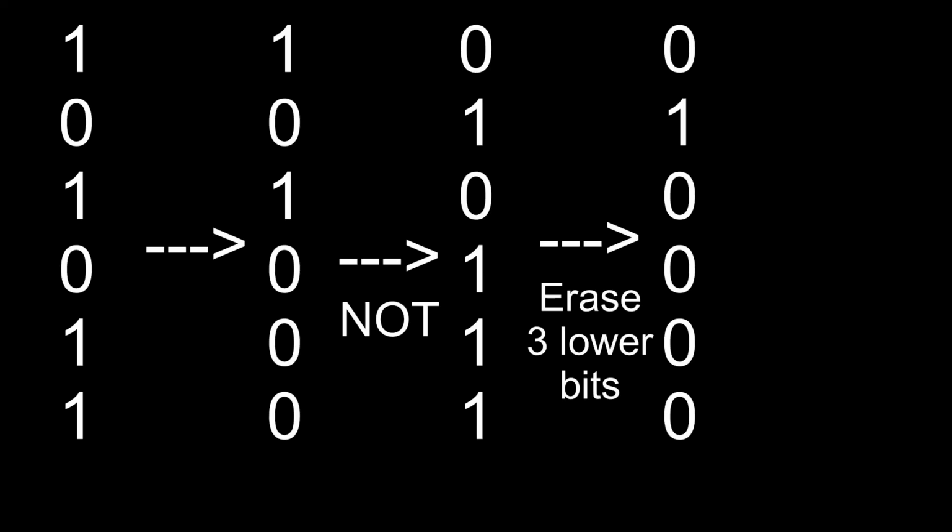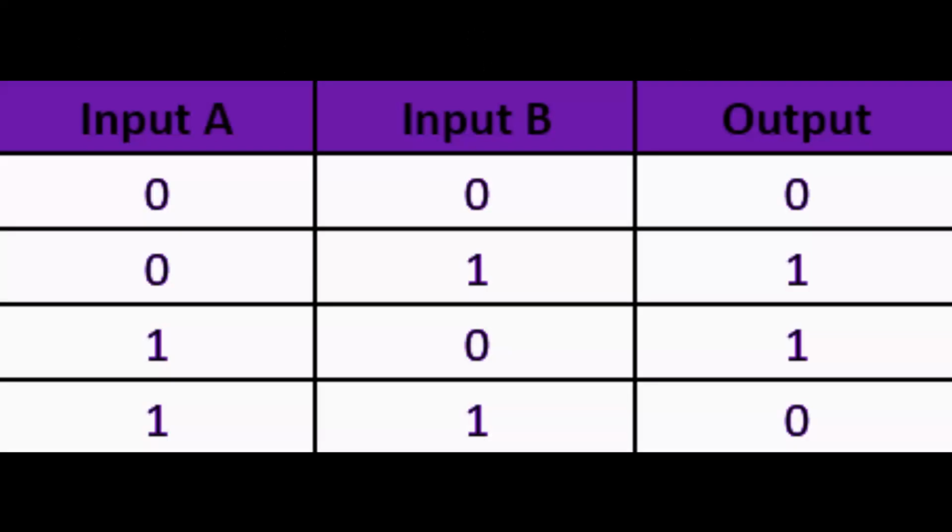But I would have to isolate the top 3 bits, NOT them, and then apply them back to the number in some way, which I think is too many operations. So how can I actually simplify this? I can actually make use of an operation called the XOR, and it's very interesting, where 0, 0 is 0, 1, 0 is 1, 0, 1 is 1, just like a normal OR gate, but 1, 1 is 0.